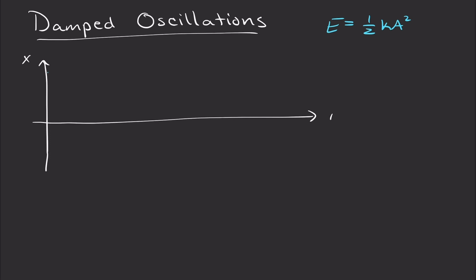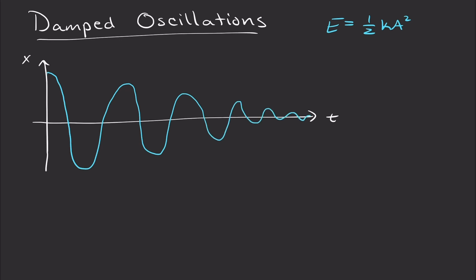So if this is a function x of t, our position versus time, then we're going to start off with a large amplitude, but as time goes by, we're going to start losing some energy, and our amplitude is going to start decreasing. Okay, so we are losing some energy to damping. So this is what's called an underdamped oscillator.